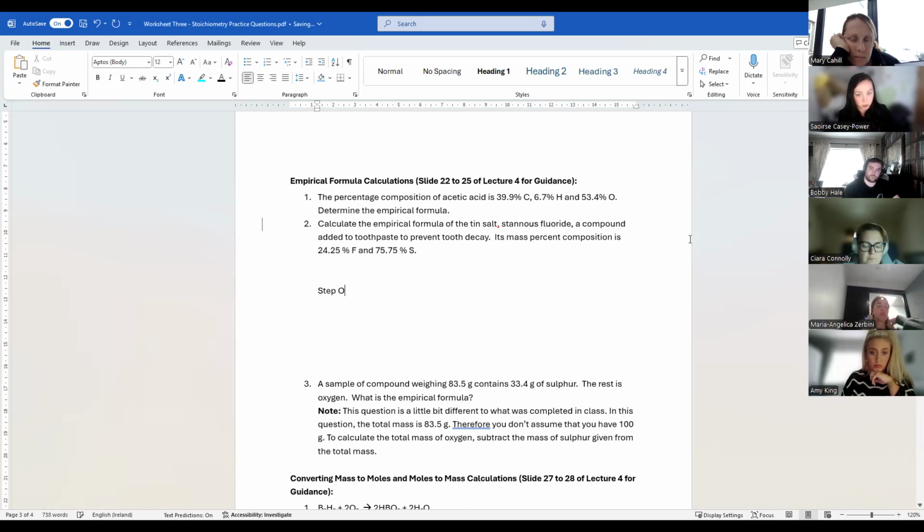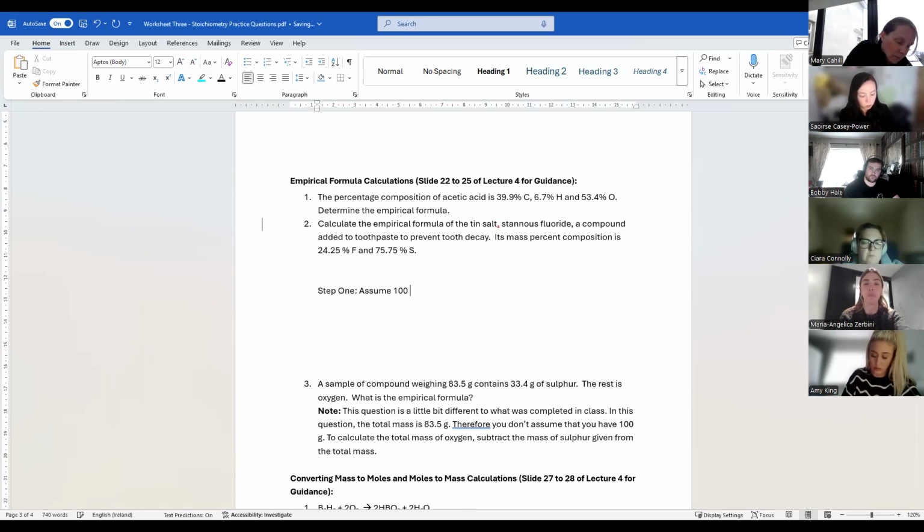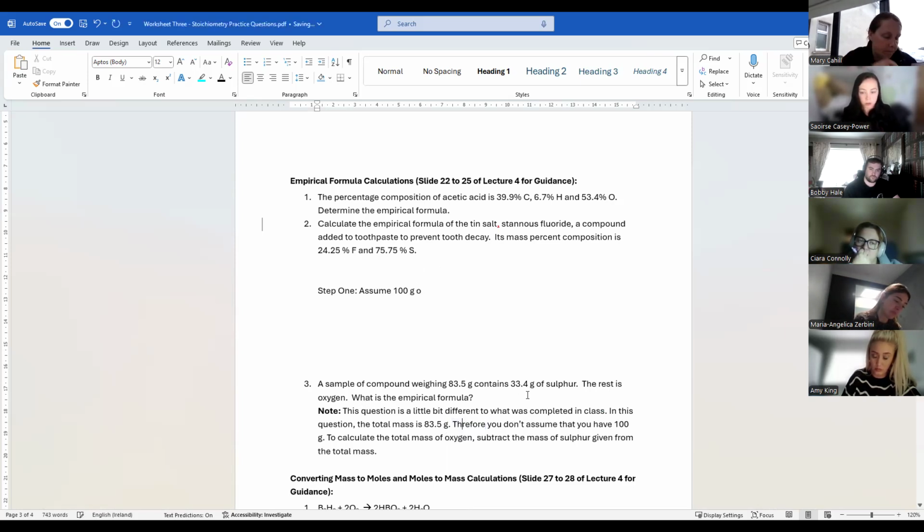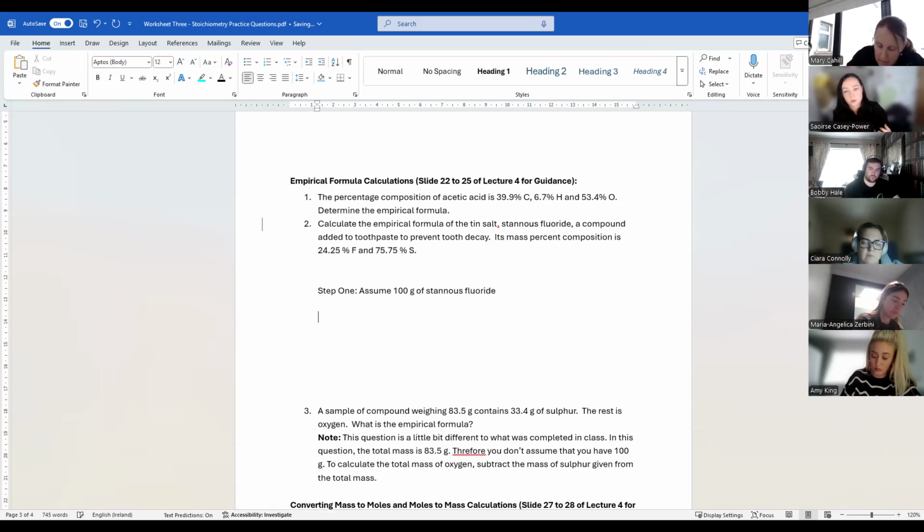So again, for the first step in these, you assume you have 100 grams of whatever you're working with. We don't need to know anything in particular about its mass. If it doesn't tell you a mass, you can assume you have 100 grams, because it makes the percentage to mass conversion much easier. So I'm going to assume 100 grams of that stannous fluoride.